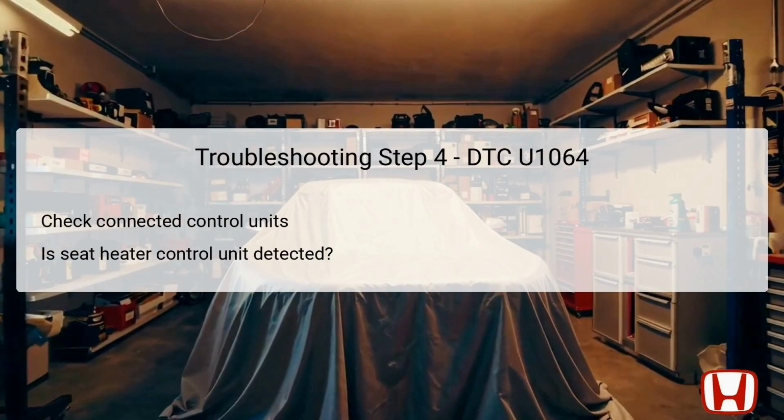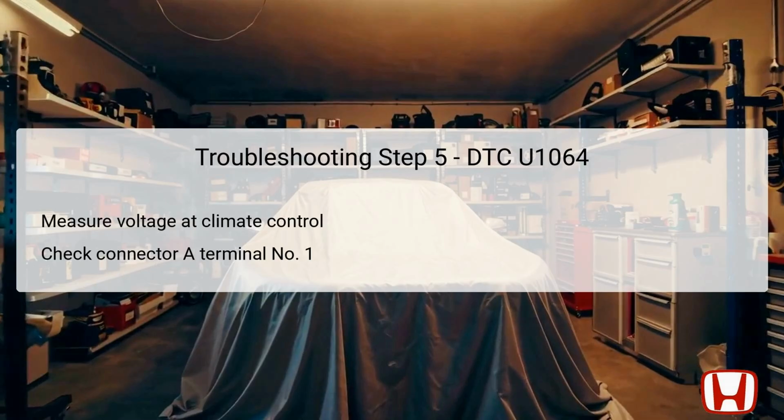Emphasizing the importance of this diagnostic check, if the seat heater control unit is detected in the system, the next step is to measure the voltage between the body ground and climate control unit connector A, specifically terminal number 1. This measurement is critical because it confirms whether there is appropriate battery voltage reaching the climate control unit. Proper voltage is essential for the control unit to function effectively and communicate with other components.